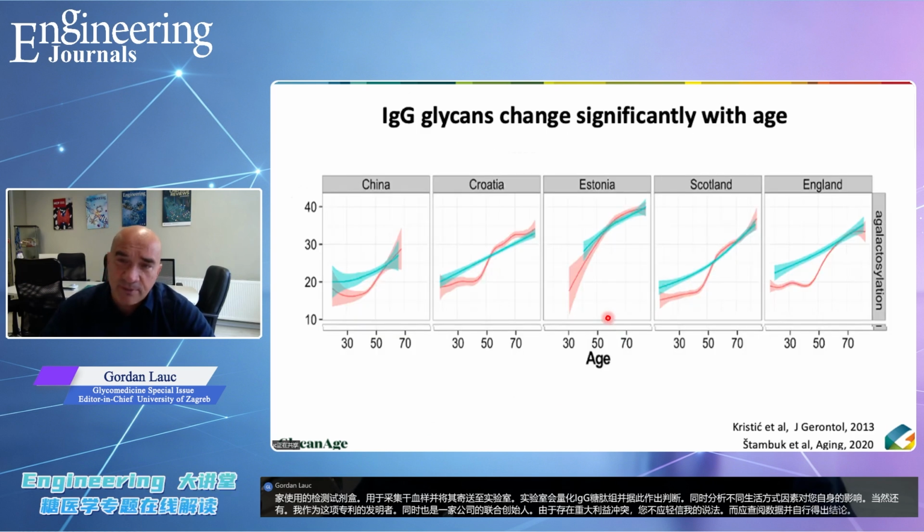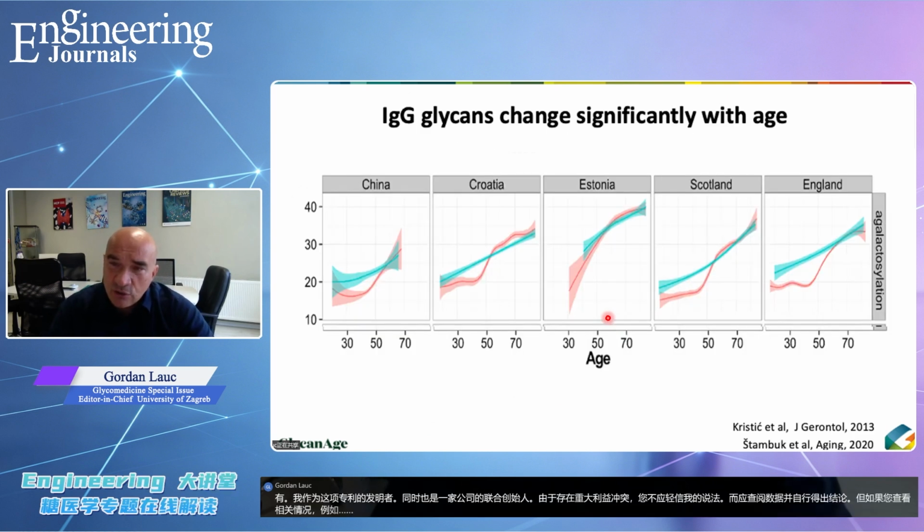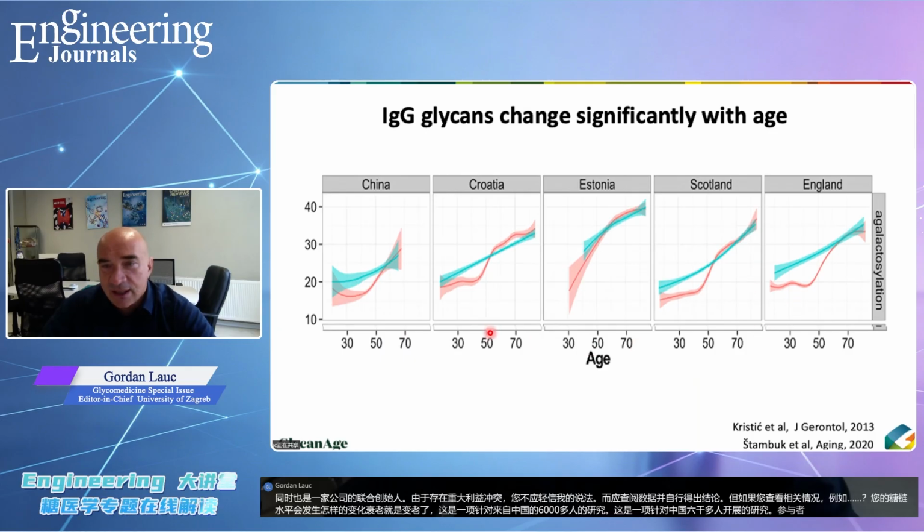But if you look, for example, how IgG glycome changes through age as we are getting older, and this is a study on over 6,000 people from China, Croatia, Estonia, Scotland, England, you see a very similar trend. Men moving linearly, women being younger in the reproductive phase, then rapid acceleration, and then catching up with men. And this kind of replicates through cohorts.